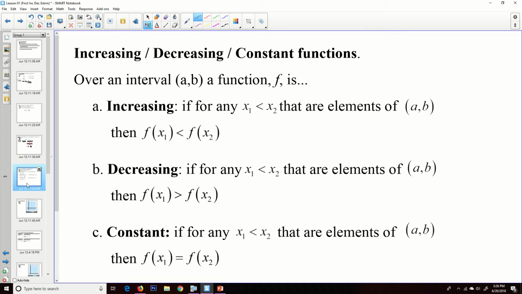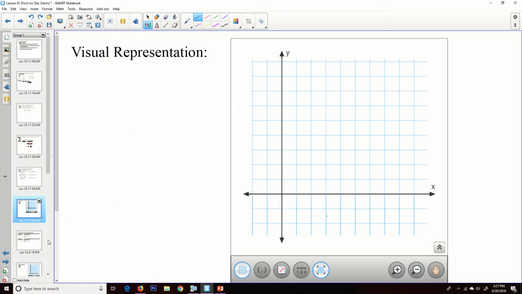All right, let's talk about increasing, decreasing, and constant functions. All right, so a function f over a given interval is increasing if for any x1 or x2 that is in the interval a to b, then the function value of that first point will be less than the function value of the second point. Now, let's talk about what that looks like in a real example. So let's say I talk about from here A to here B.